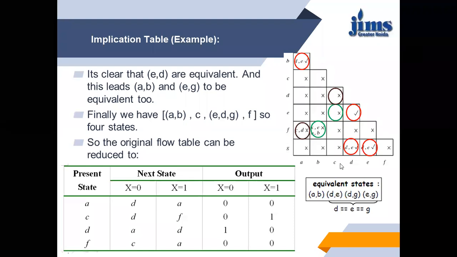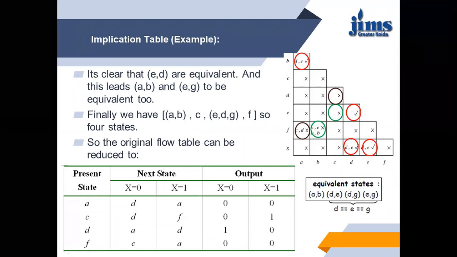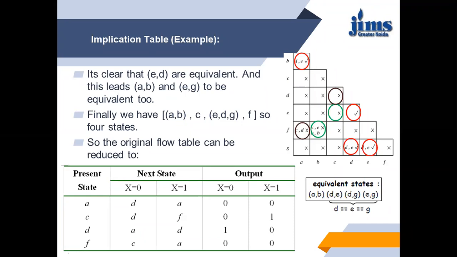This is known as the implication table. So with the help of the implication table, we can merge the stable states, and this procedure is quite easier as compared to the partitioning method, because we have to just make an implication table, and that will allow us to look into whichever states are equivalent and can be merged.